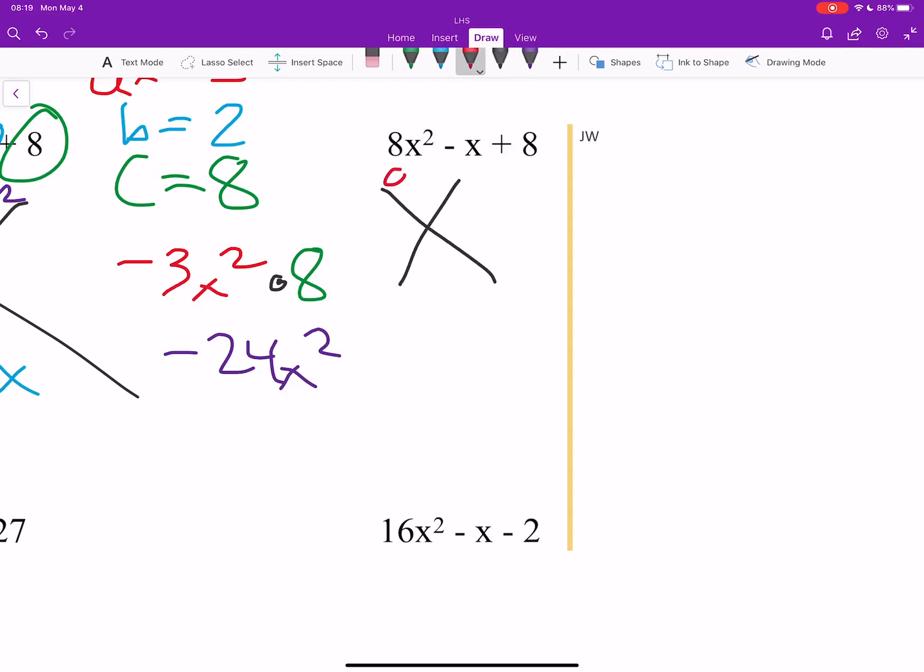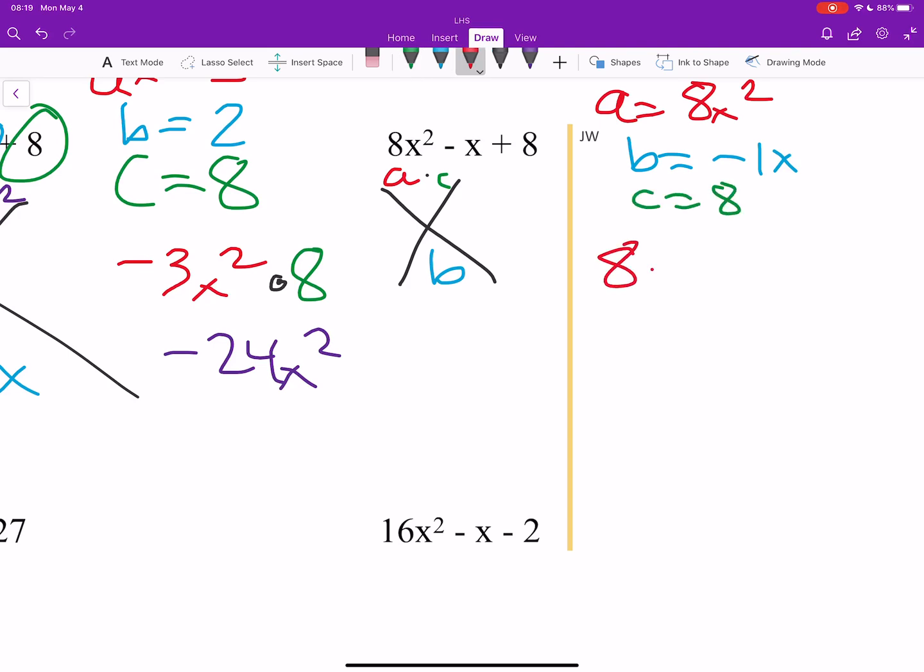I know that I'm going to have a times c in the top and my b term in the bottom. And let's identify. So a equals 8. I'll just write the whole term, 8x squared. It's not technically correct, but I'm going to write that. B equals negative x, or negative 1x, I can write. And c equals 8. I'm going to do a times c, so 8x squared times 8. 8 times 8 gets me 64, and then x squared. So that's what goes on the top of my x problem there, 64x squared.